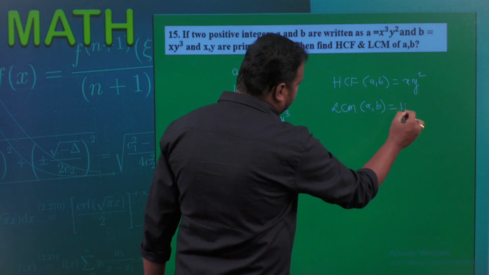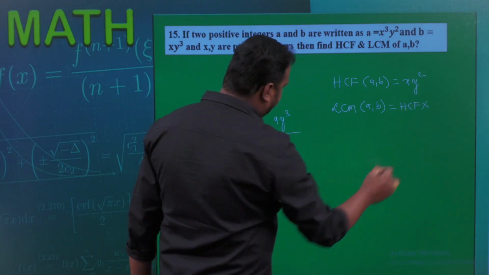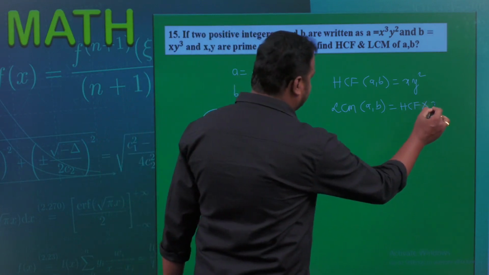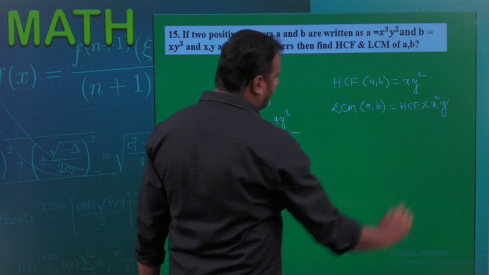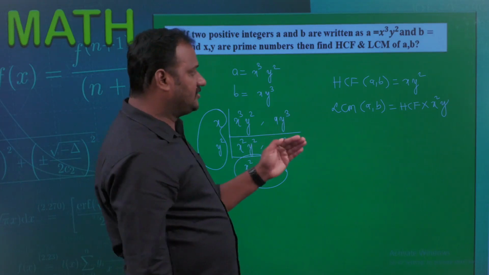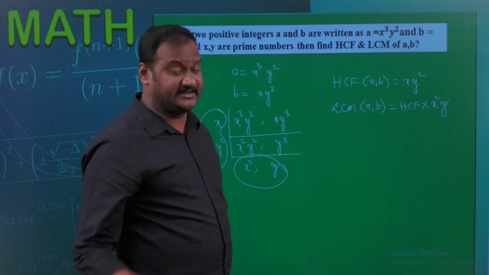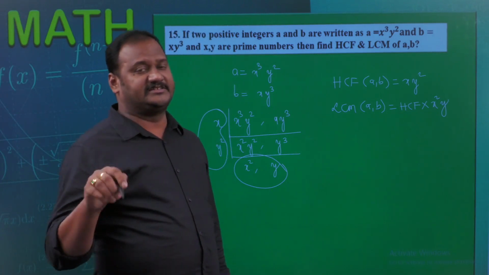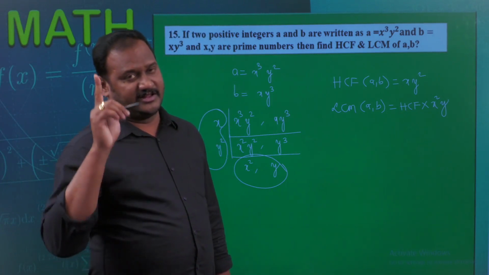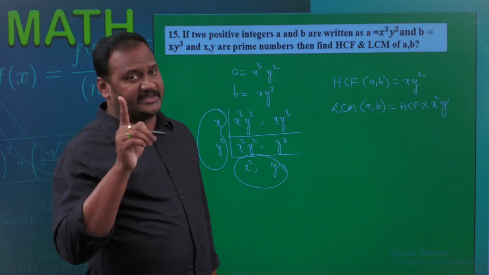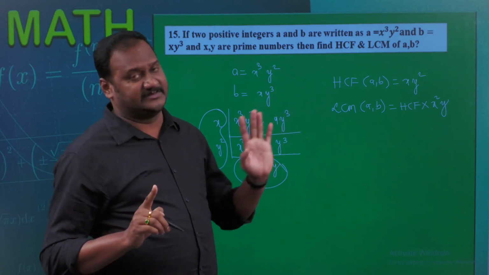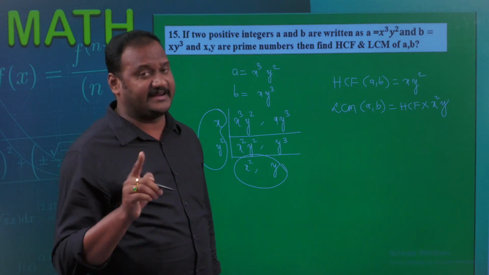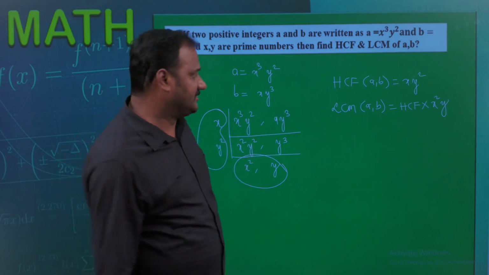LCM of A, B is going to be HCF into the product of other factors. Other factors are x square into y. Okay, LCM is equal to HCF of other two factors. And please do remember one more thing I would like to tell you here. In order to find HCF of the numbers, HCF should always be a factor of LCM of the numbers.